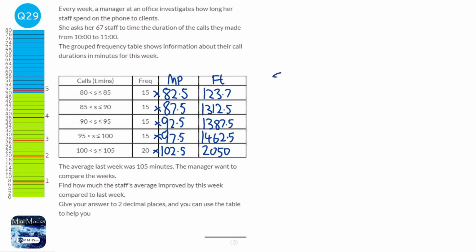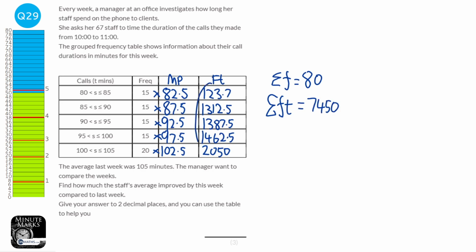Right, next we need to add up the frequencies and add up the fTs. So we're going to have the sum of the frequencies. I'm just adding all this column up, and that will be 80. And we have the sum of the fT. We're going to just add this column up here, and that would be 7,450. So what this column represents is all the numbers added up together. This column represents how many numbers we have.